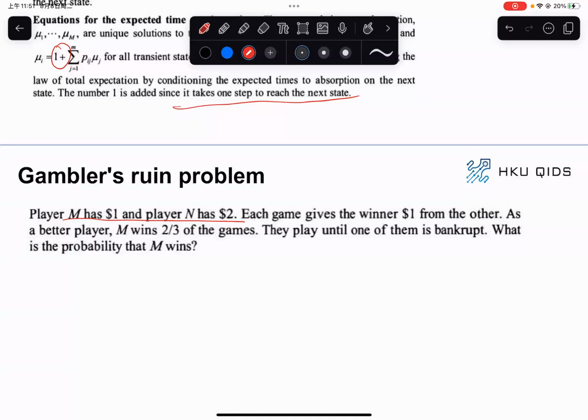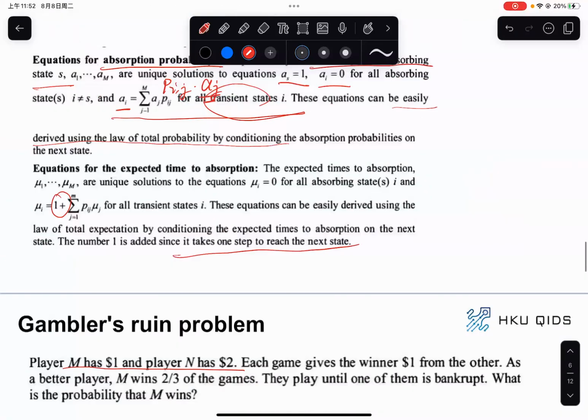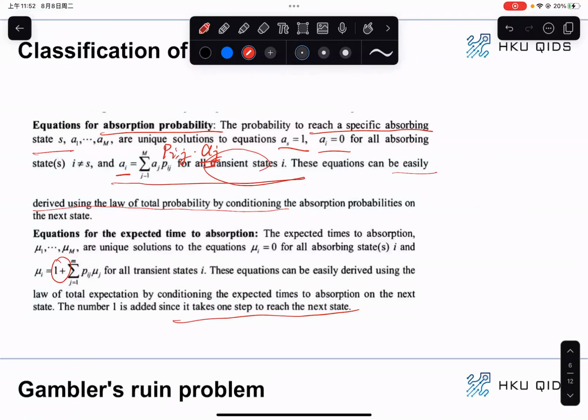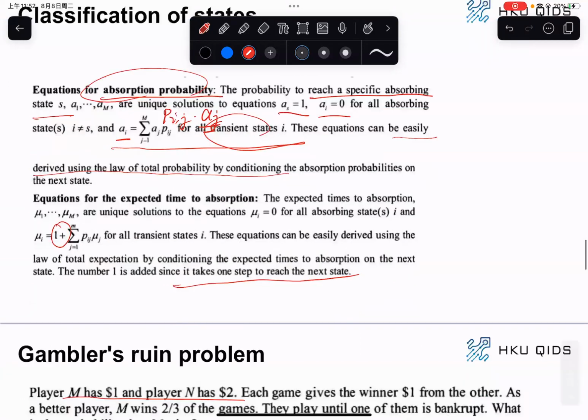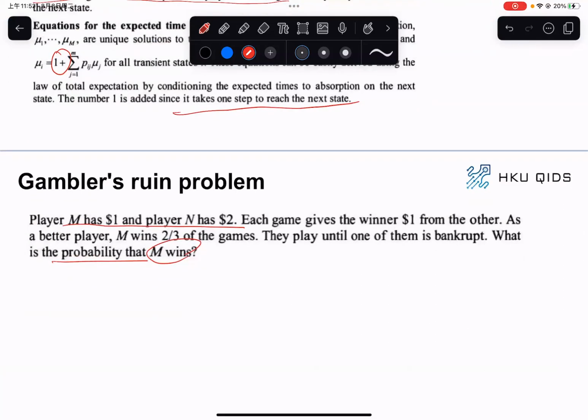As long as you identify that there could be some absorbing states, you can solve the question easily using the two equations here. This time we are asking for the probability, so it is related to the equation for absorbing probability, right? First we want to find the specific absorbing state we want. The state is that M wins, right? M wins means that the dollars of M should equal 3.